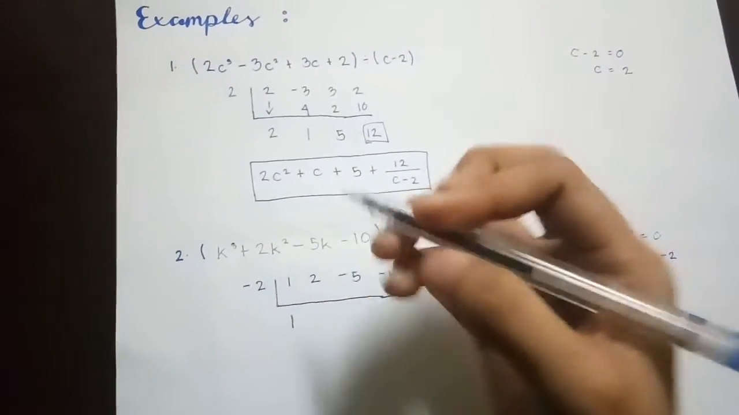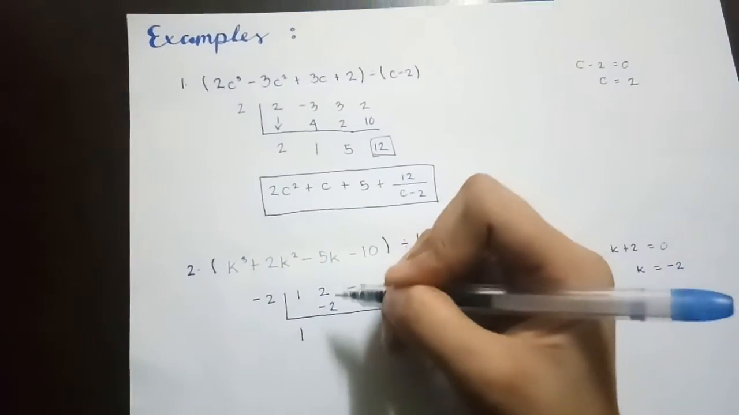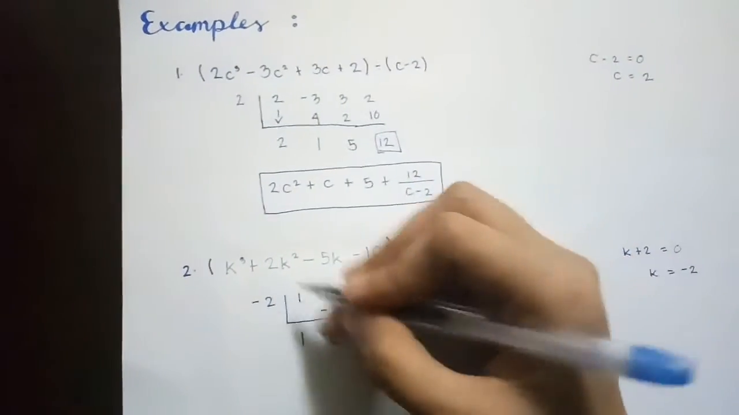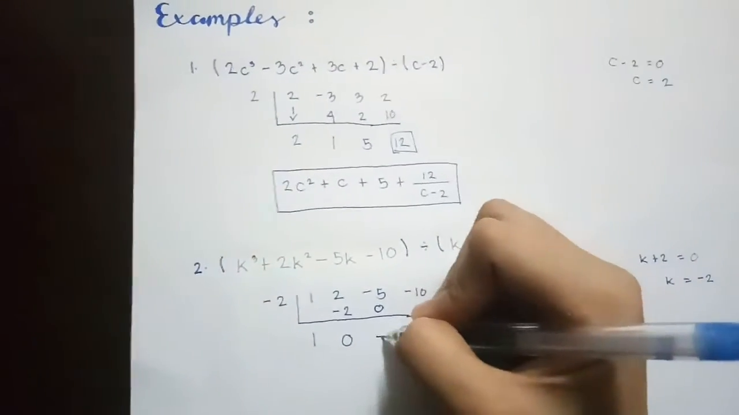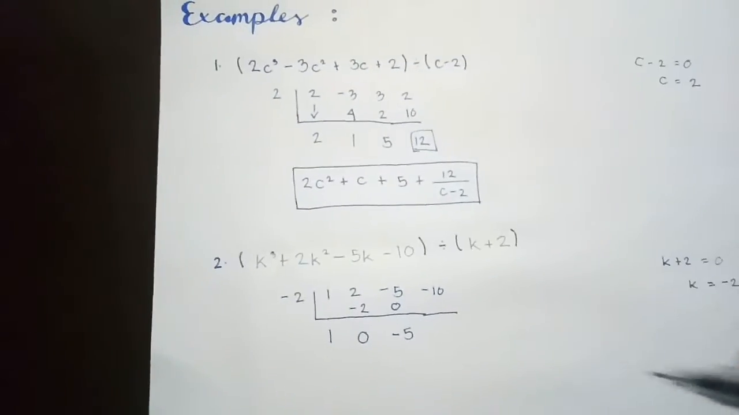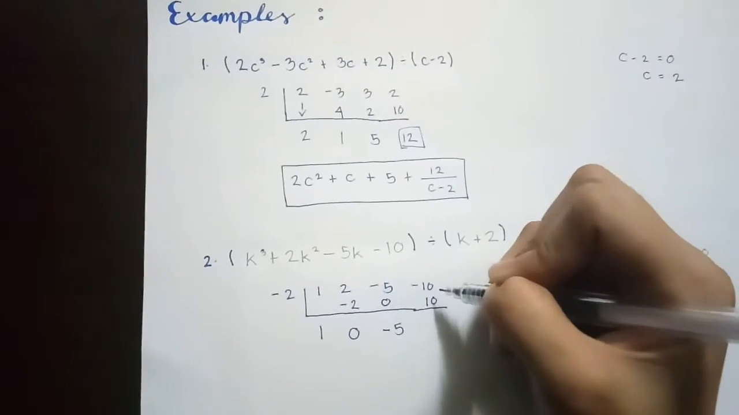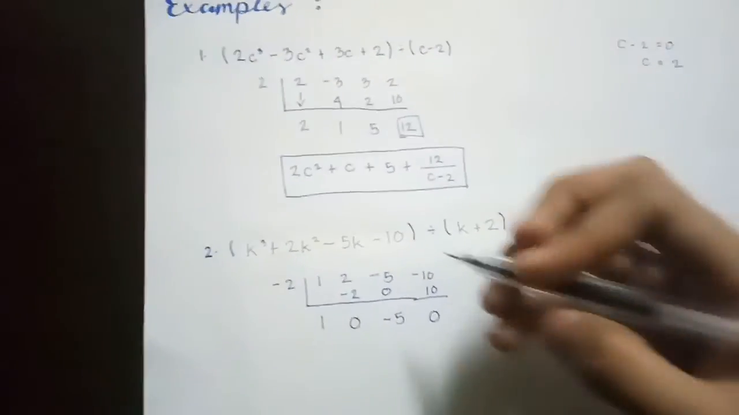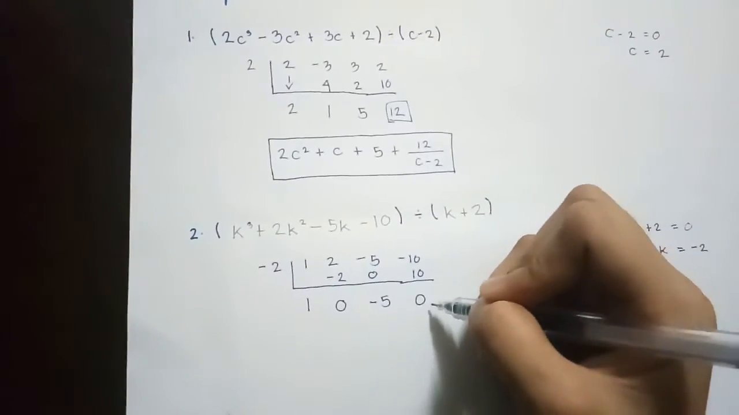Then bring down 1. So negative 2 times 1 would be negative 2. Negative 2 plus 2 is 0. Then negative 2 times 0, automatically 0. Then negative 5. Negative 5 times negative 2 is positive 10. Negative 10 plus 10 would be 0. Again, this would be our remainder, and since it's 0, we don't have a remainder.